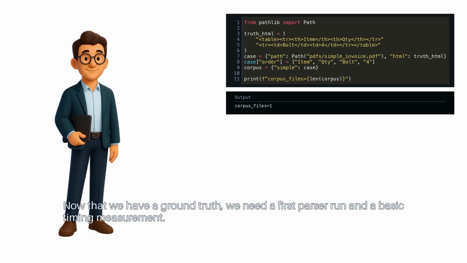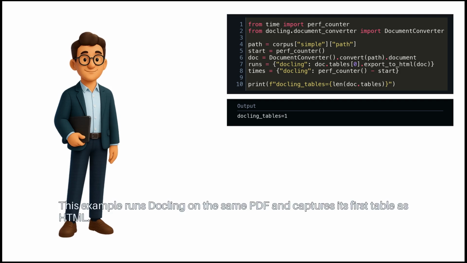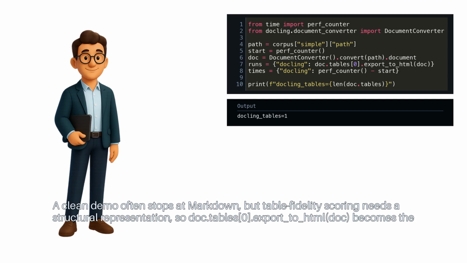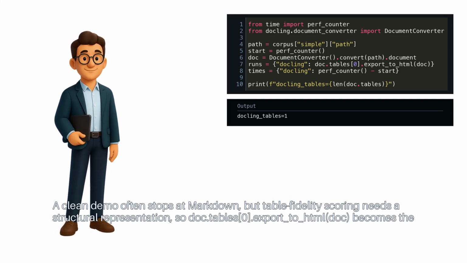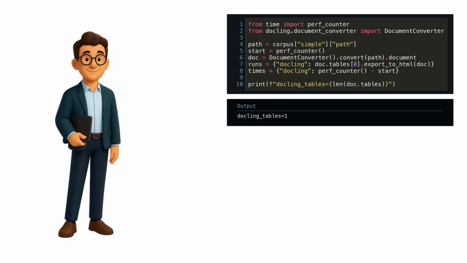Now that we have a ground truth, we need a first parser run and a basic timing measurement. This example runs Docling on the same PDF and captures its first table as HTML. A clean demo often stops at Markdown, but table fidelity scoring needs a structural representation. So doc.tables.export to HTML doc becomes the comparable artifact.